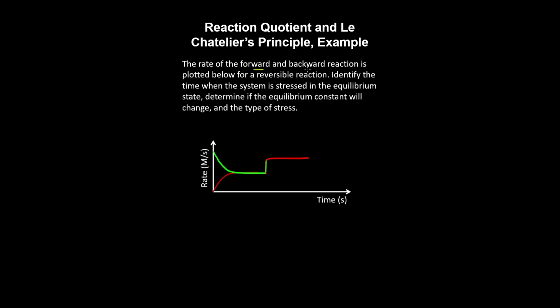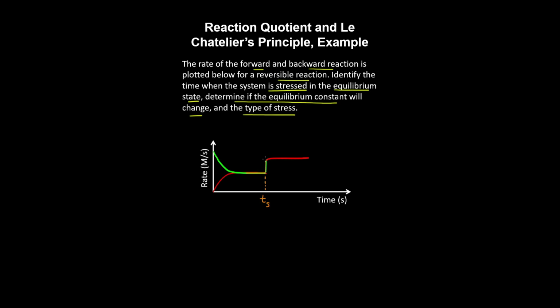The rate of forward and backward reaction is plotted below for a reversible reaction. Identify the time when a system is stressed in the equilibrium state. Determine if the equilibrium constant will change and the type of stress. Well, the system is at equilibrium when the rates are equal, so it's being stressed at this time over here, which we'll call Ts.